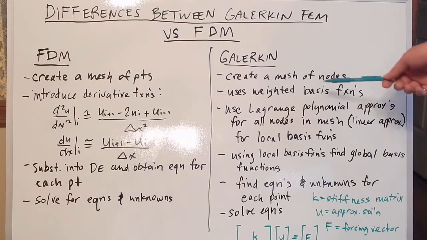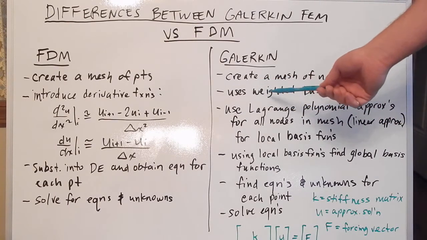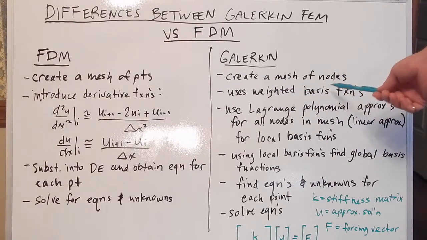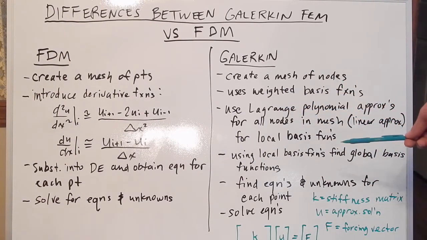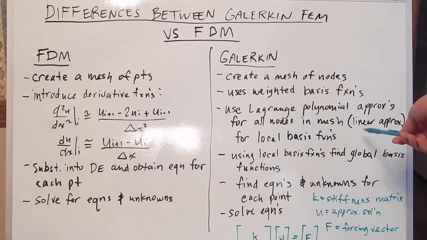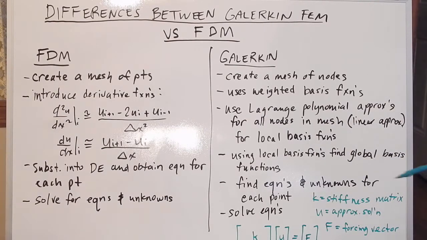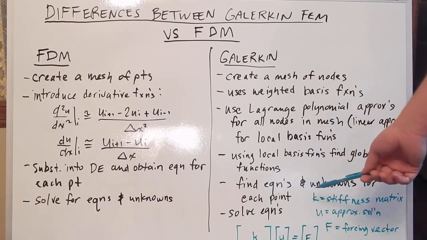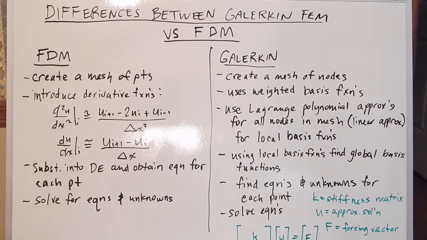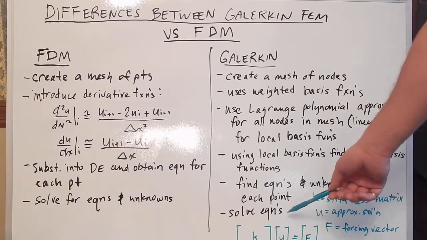But the Galerkin method, as I said, we create a mesh of nodes, not points. The Galerkin method uses a system of weighted basis functions, and it uses Lagrange polynomial approximations for all nodes in the mesh, and these are linear approximations for local basis functions. And using the local basis functions, we find global basis functions, and we use those to find our equations and unknowns for each point. And then we solve these equations, and we can put these typically in matrix form.